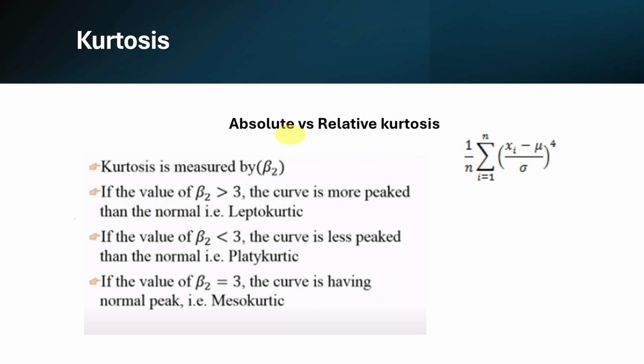Now, what's the difference between absolute versus relative kurtosis? Kurtosis is measured by B2. If the value of B2 is greater than 3, the curve is more peaked than the normal, like we just discussed, leptokurtosis, or you can call that leptokurtic as well. If the value of B2 is less than 3, the curve is less peaked than normal, and you can call it platykurtic. If B2 equals 3, the curve has a normal peak, which is mesokurtic. That's the difference between the three of them.